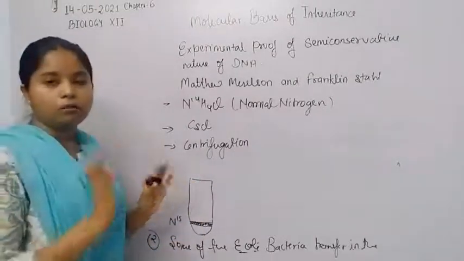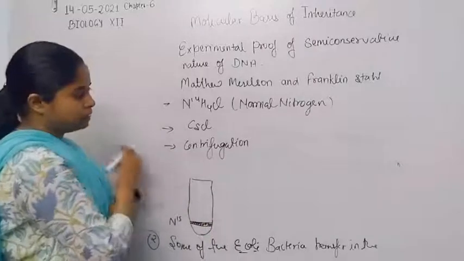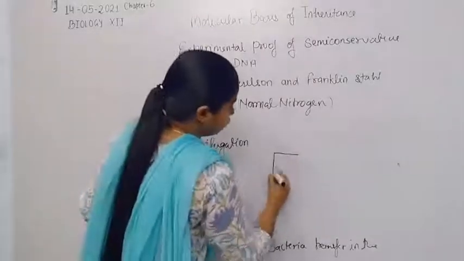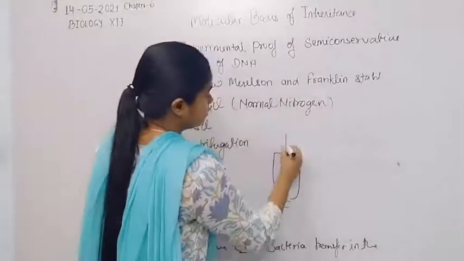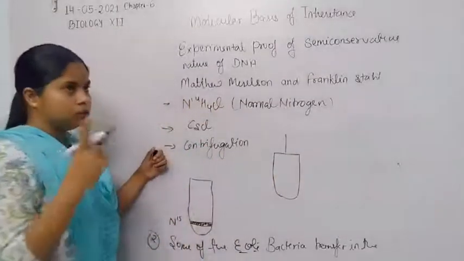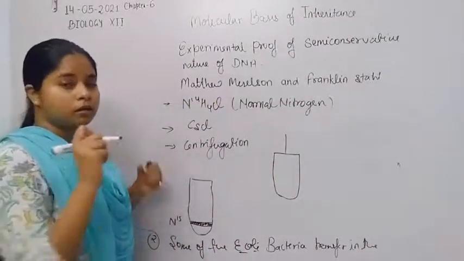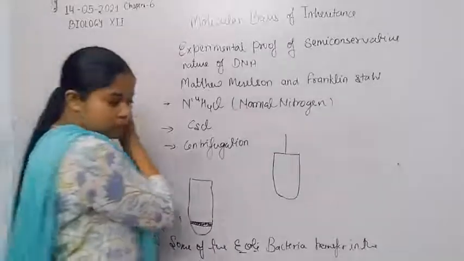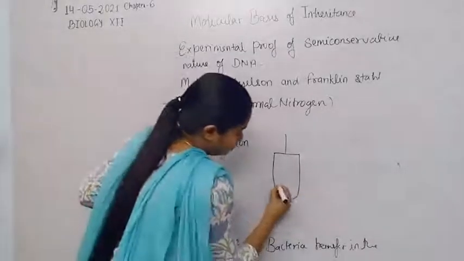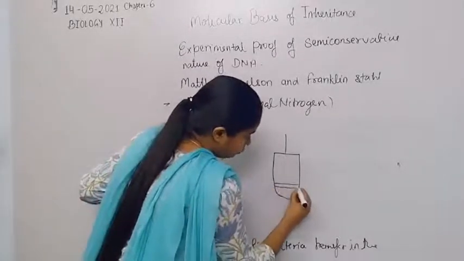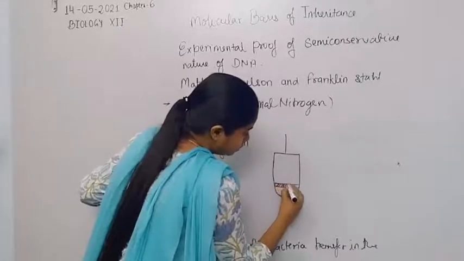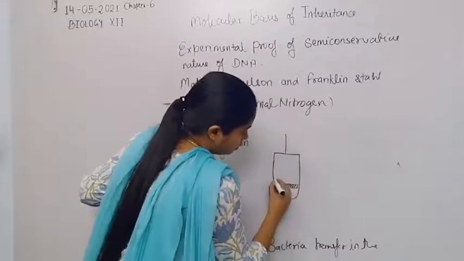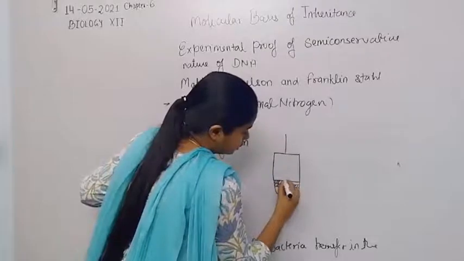But what happened in the second experiment? After the centrifugation process, in the second experiment, they got two bands near the bottom. That is one strand, and here is the second strand.